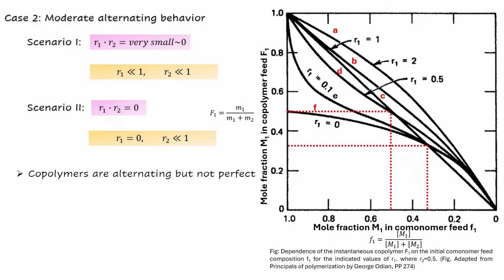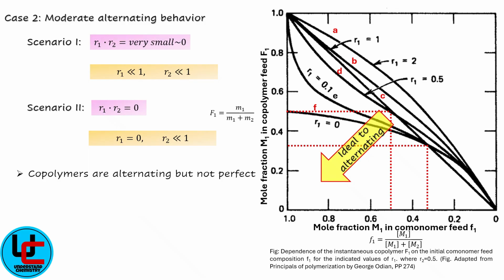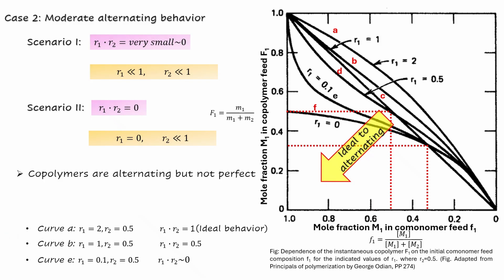In this plot, as the value of R1 decreases from 2 to 0, the product R1 into R2 approaches 0. We can say that we move from ideal to moderately alternating and finally to perfectly alternating behavior. For further explanation, let us consider curve A, for which R1 is equal to 2 and R2 is equal to 0.5. The product R1 into R2 is equal to 1, so this represents ideal behavior, just as we observed in the previous plot.